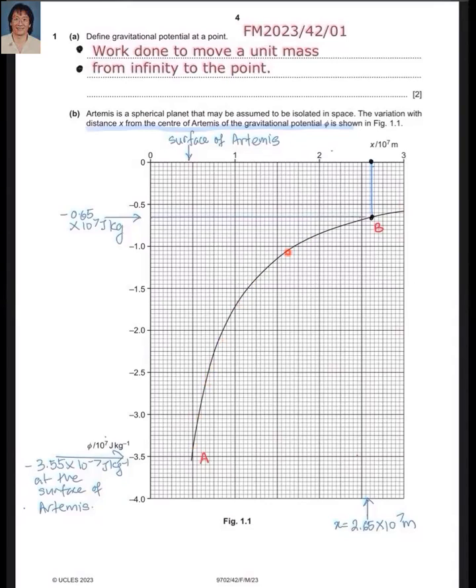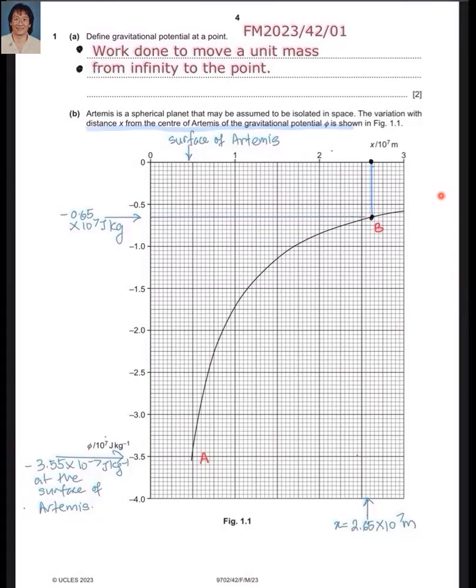The second point you need to know is that the gravitational potential increases as the distance from the center of Artemis increases. Meaning you can see it becomes less negative as the distance x increases. In fact, the gravitational potential tends towards zero. If you increase the distance x, the value will tend towards zero. The gravitational potential at infinity is taken to be 0 joule per kilogram, so very far away from the center of Artemis, the gravitational potential is 0.